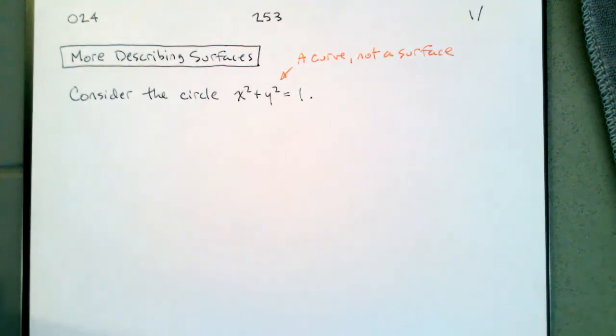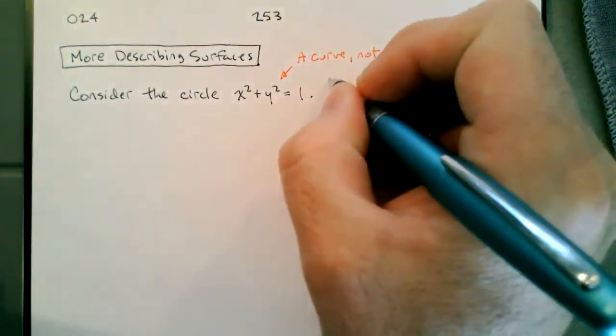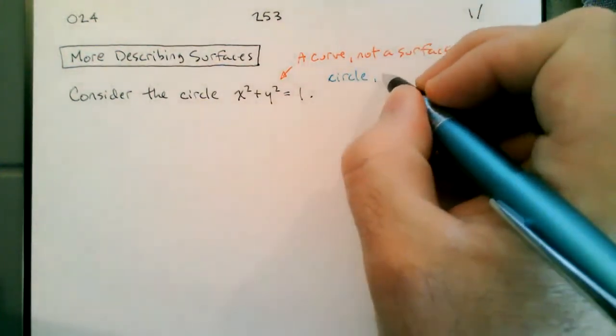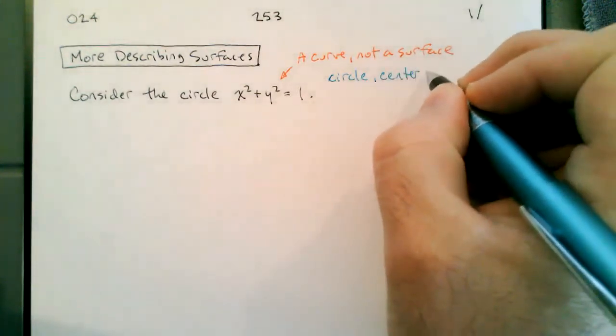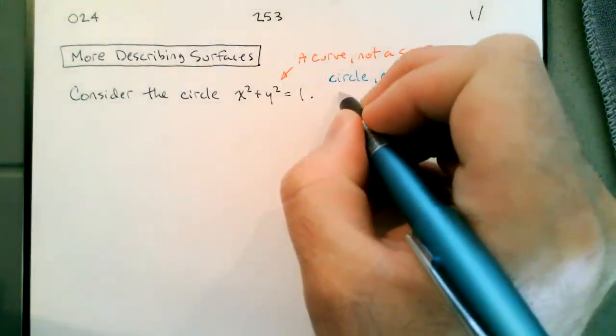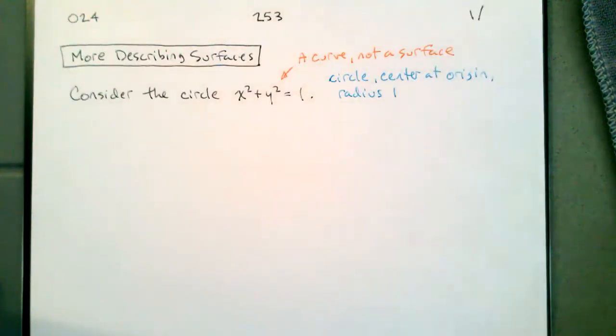So when we look at this circle, x squared plus y squared is equal to 1, we know what this looks like. We have a circle centered at the origin with a radius of 1. So this particular curve is a circle centered at the origin with a radius of 1.